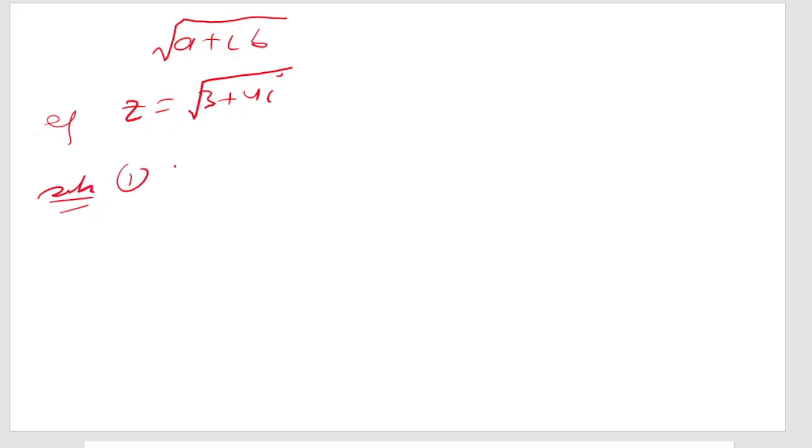So first we'll take the square. z square is 3 plus 4i. This is the square. See, equation 1 and equation 2 are both the same.